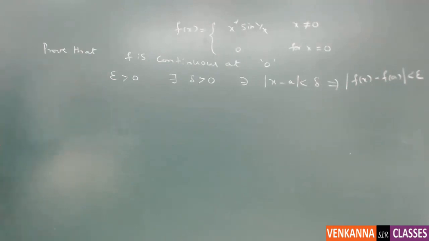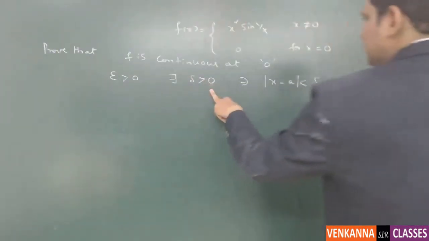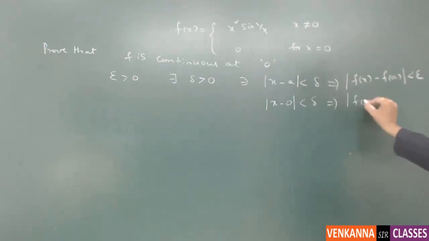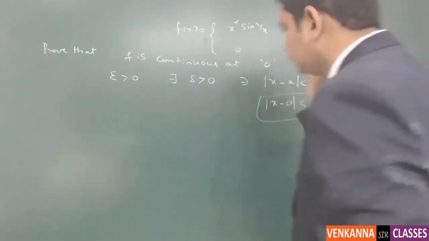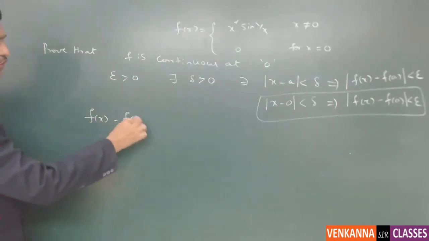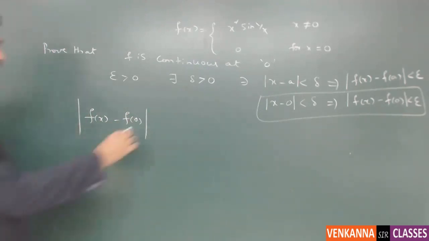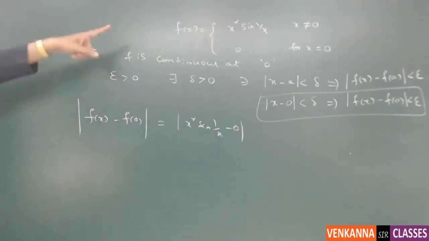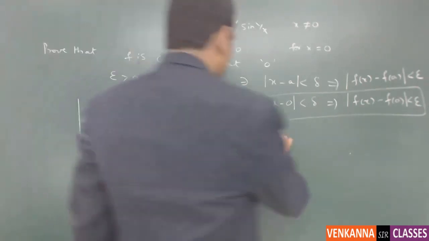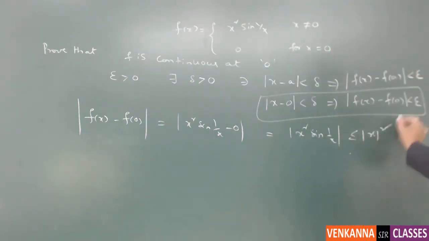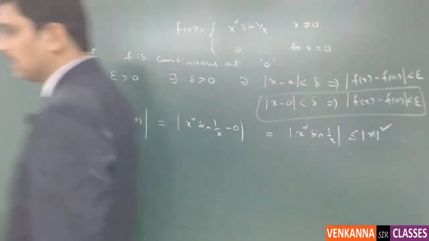Now I am substituting the respective values there. So for epsilon greater than 0, there exists delta greater than 0 such that mod x minus 0 less than delta implies mod f of x minus f of 0 should be less than epsilon. This thing I need to consider and prove. So you consider the last mod part, that is modulus of f of x minus f of 0. It is nothing but x square sine 1 by x minus 0 as per the definition of the function given there. So it is equal to mod x square into sine 1 by x, and it is less than or equal to mod x square, as sine 1 by x is less than or equal to 1, the modulus value. Agreed?